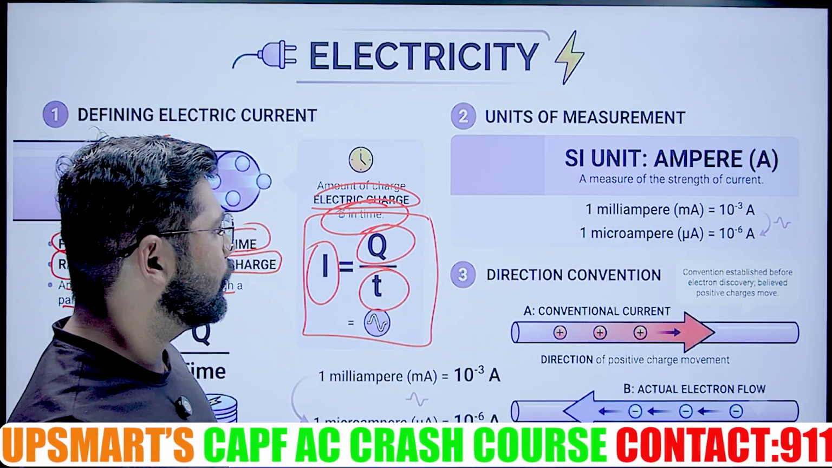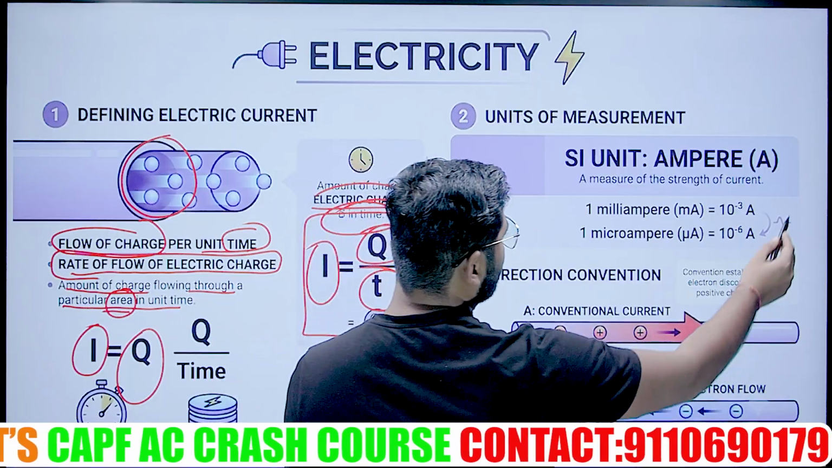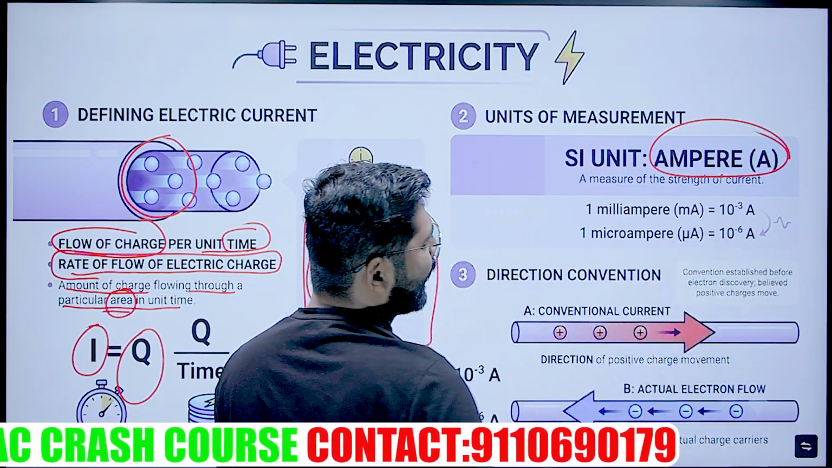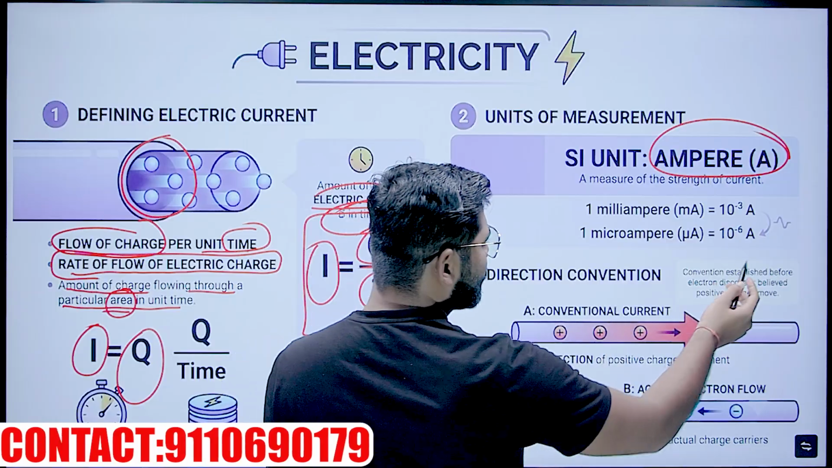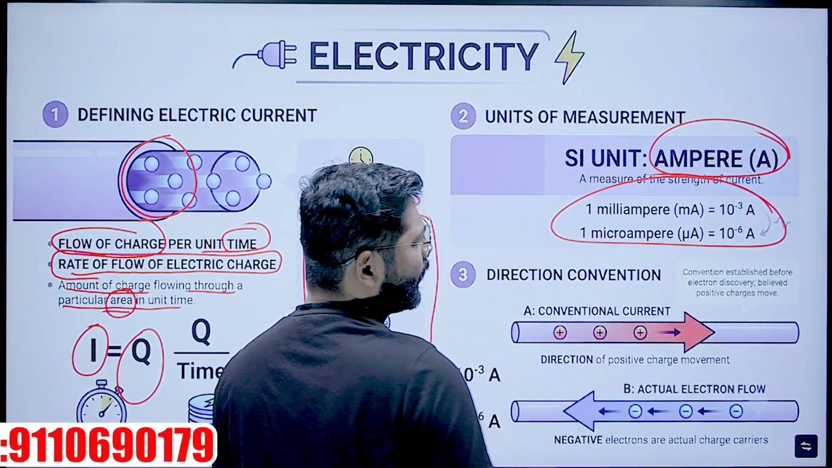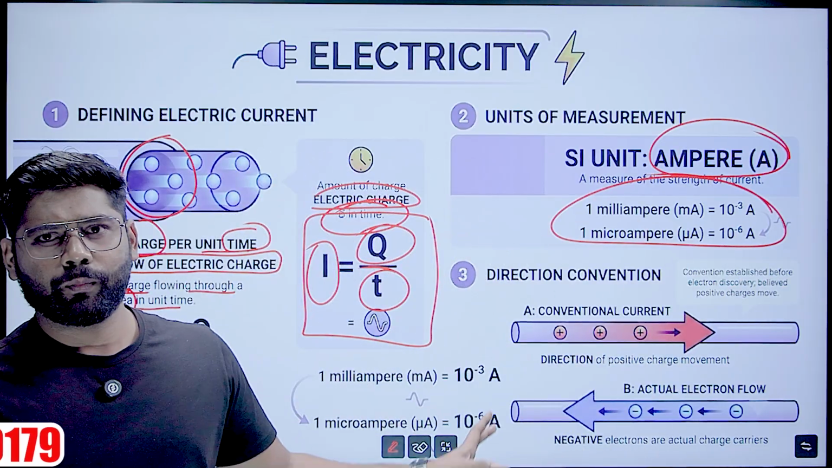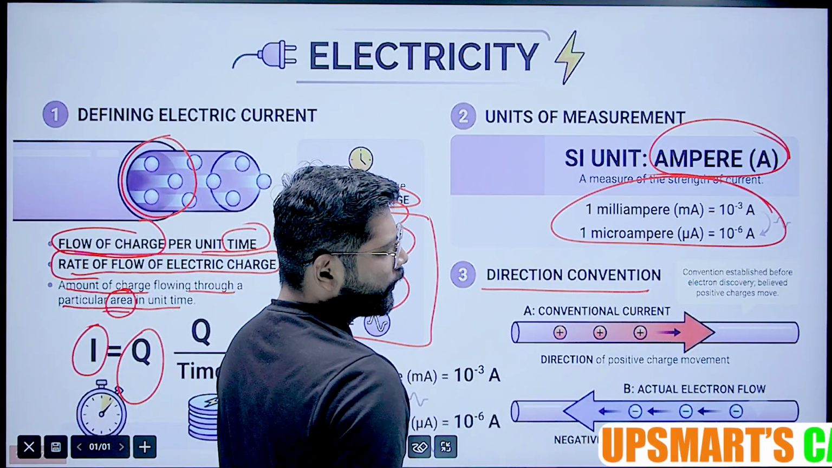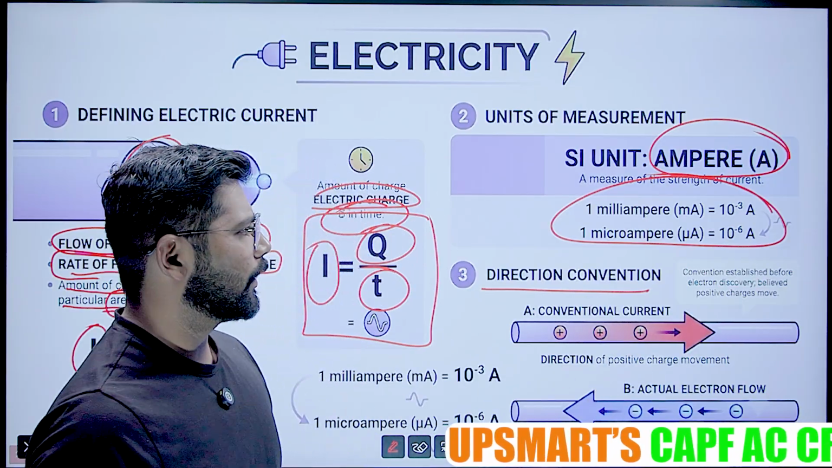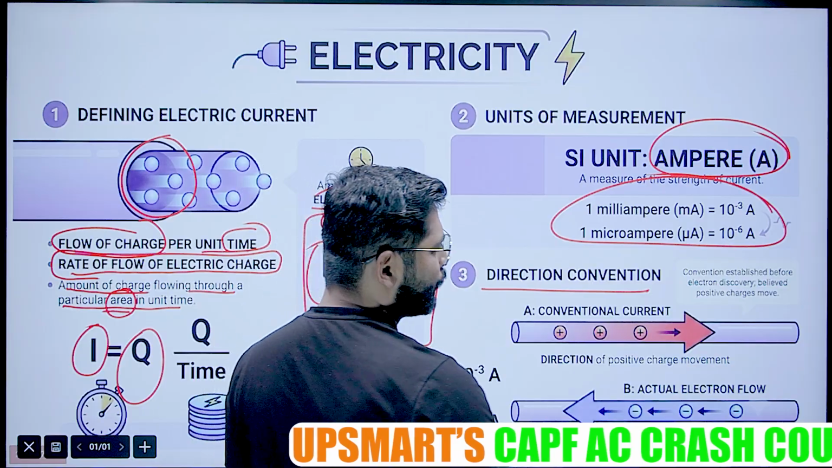Next, what is the SI unit of electricity that we use? That is the ampere. Then these are the conversions: what is 1 milliampere, and what is 1 microampere? Next, the direction convention. This was established before electricity was discovered, when people believed that positive charge moves.